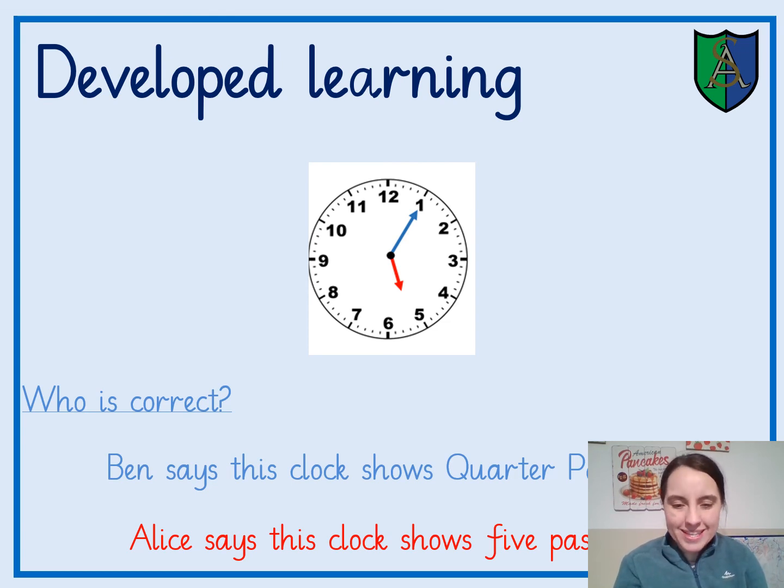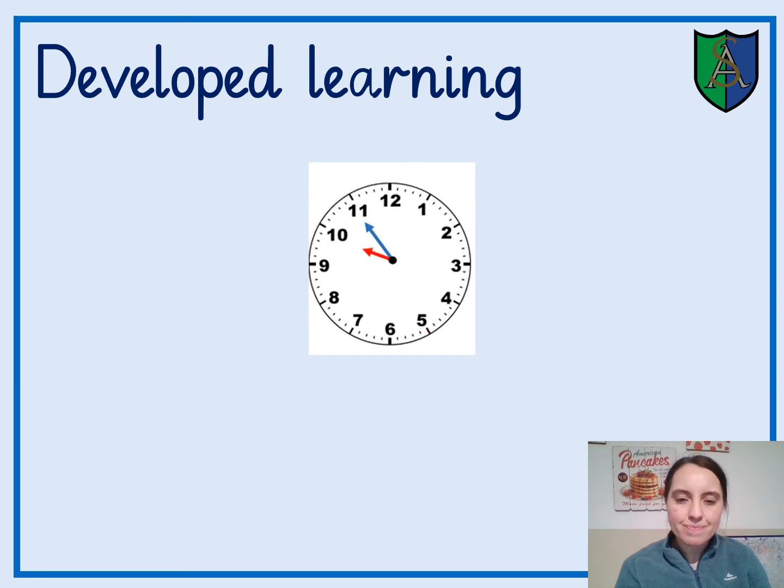Well done if you said that Alice is correct, because the minute hand is pointing at the 1, and we know that this is 5 past on our scale, and we can clearly see that the hour hand is pointing at the number 5. So we read this as 5 past 5, because the minute hand is pointing towards the 1, which means it's 5 on our scale, and the hour hand is pointing to the hour of 5.